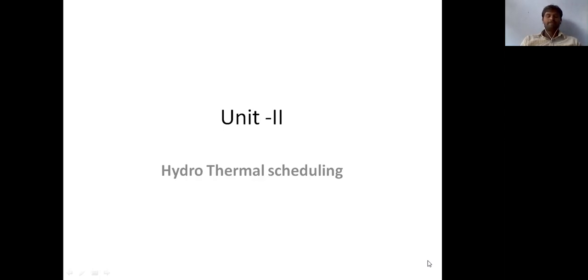In this unit, the operation of a system having two plants, hydro and thermal power plants, and both are involved. Once both thermal and hydro plants are interconnected, the total operating cost of the power generation is to be minimized.